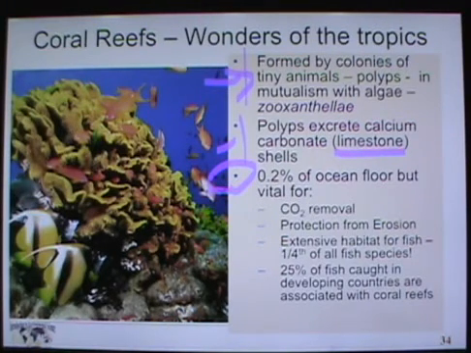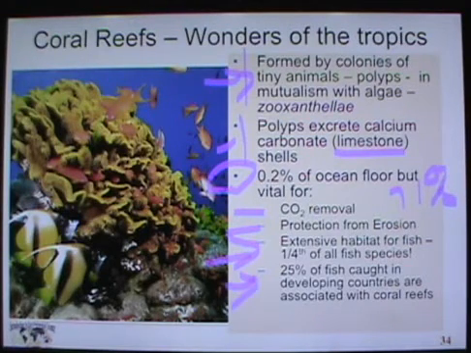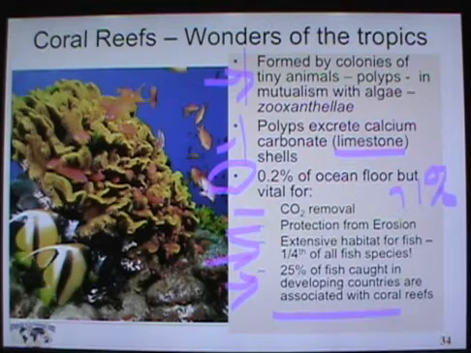0.2% of the ocean floor. I mean, the ocean makes up 71% of the Earth's surface. 0.2% of that is where the coral reefs are. This is where the highest biodiversity is happening. Important for carbon dioxide removal. Important protection from erosion. These massive structures dissipate waves as the waves get near shore. A quarter of all the fish species are found there, and a quarter of all the fish caught in developing countries are associated with coral reefs. That is the biodiversity hotspot. Very important.